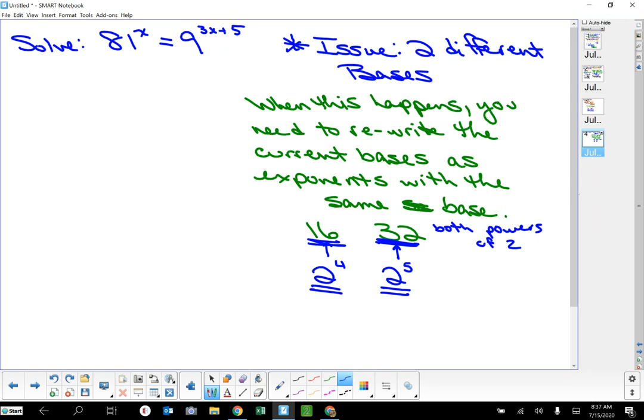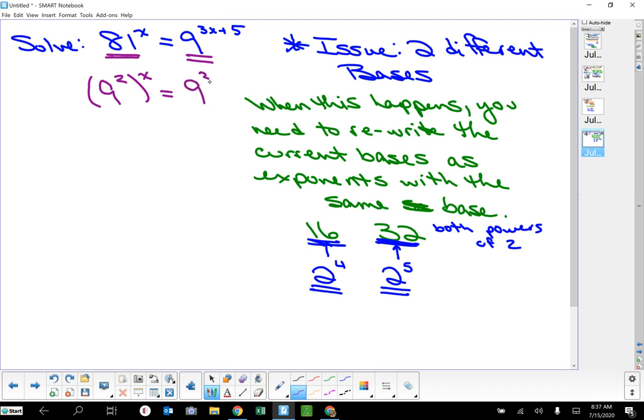So what can we do with an 81 and a 9? Well, you have a couple different options. 81 is actually 9 squared, right? So I could go, the 81 turns into 9 squared and raise that to the x power.